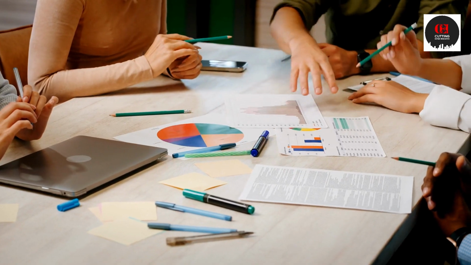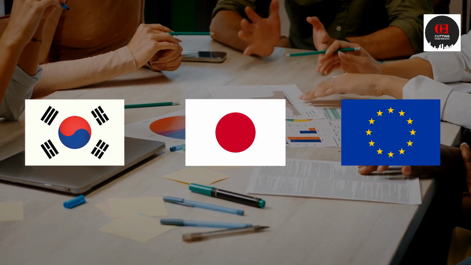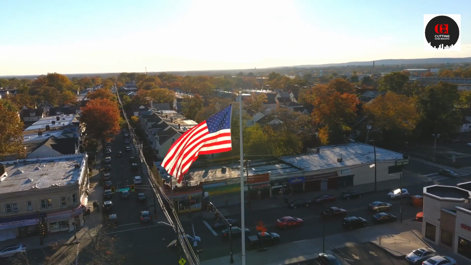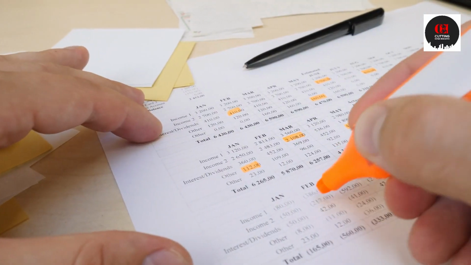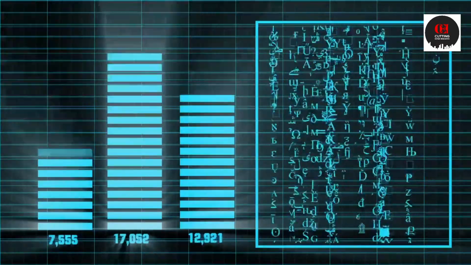This same approach set tariffs for economies like Japan, South Korea, and the European Union. Even nations where the US had a trade surplus or balanced trade faced a flat 10% tariff rate, creating confusion and uncertainty in global markets.